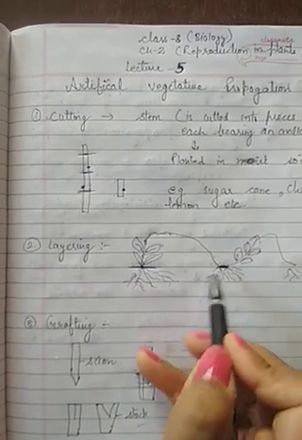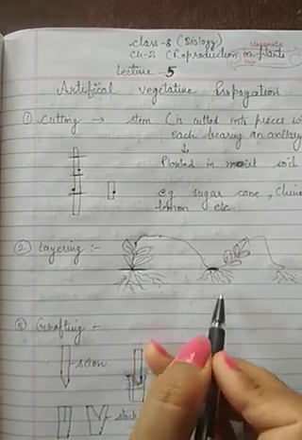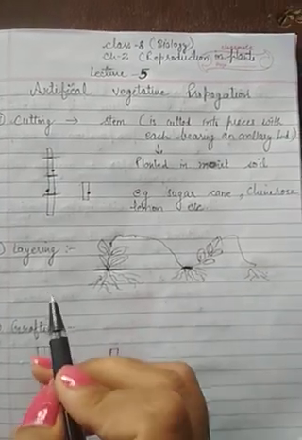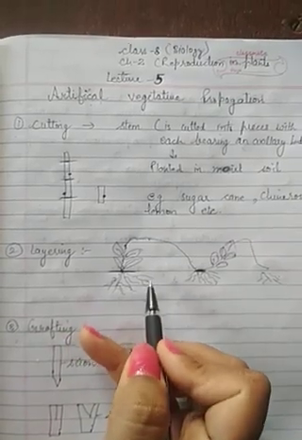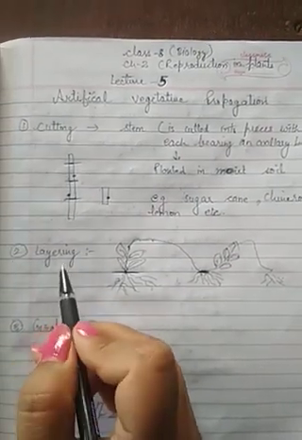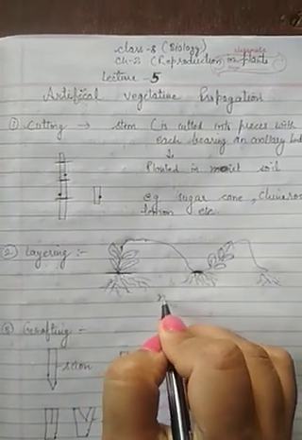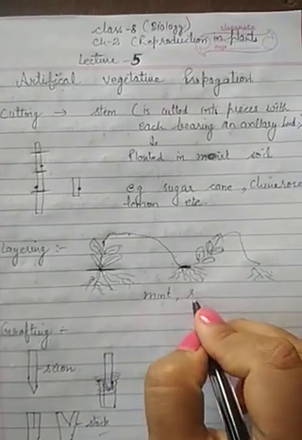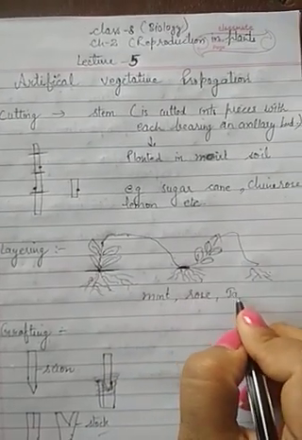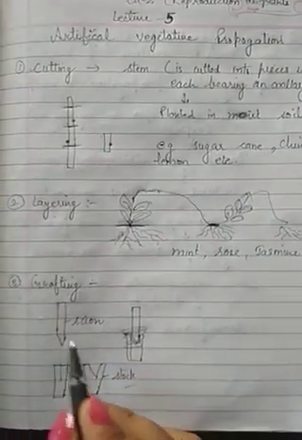Again, this is done by man. The plant is not able to do it by itself. So this is layering we are doing, and that is done by man. So that is again a method of artificial vegetative propagation. The second method is layering. It is also done mainly in mint, as I told you, mint is pudina that we use at home, as well as rose and jasmine flower. The third type of artificial propagation is grafting.